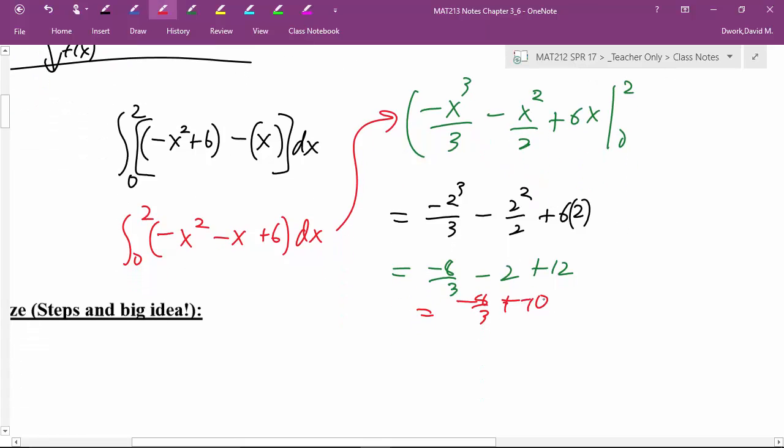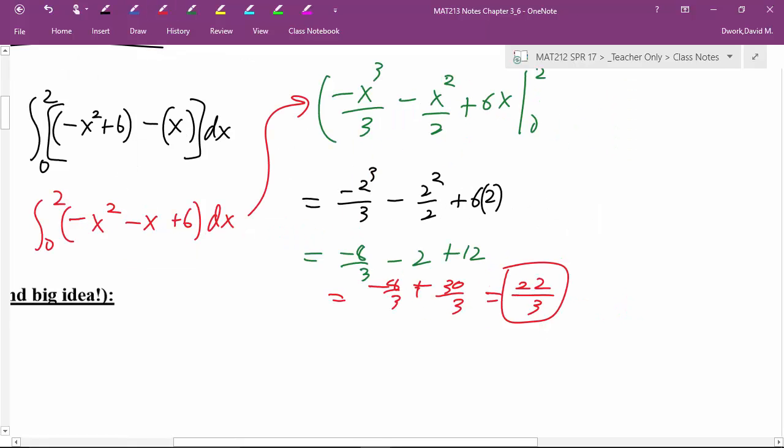And if I want to get a common denominator so I could add this, this would be 30/3. So 30/3 take away 8/3 is going to be 22/3. So there you go. That gives you our answer.